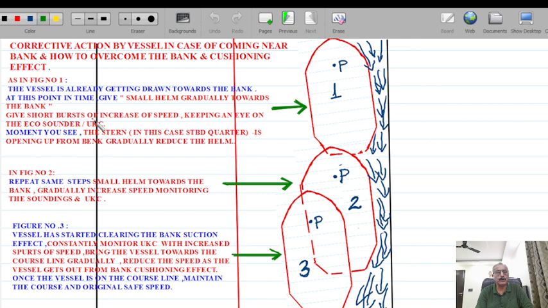Number 2, give short bursts of increase of speed, keeping an eye on the echo sounder and the UKC. Because the pressure here has reduced and velocity of water has increased, there is absolutely no buffer. The buffer which was there has reduced drastically. That is the reason your stern is going more towards the bank. So to overcome, we need to give small helm towards the bank, try to increase the speed, all the time monitoring UKC and squat. This is very important.